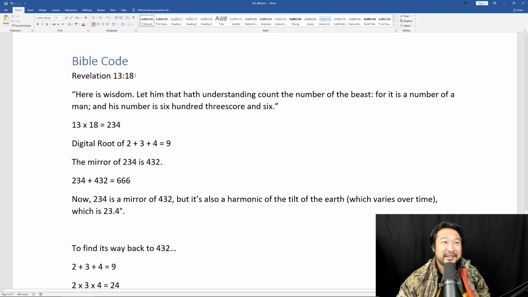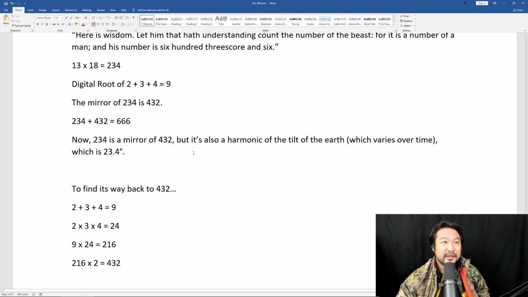Right. 13, 18. Why is it there? Is it there for a reason? And it's referencing 666, and you can get that there. Now, we're going to play around with 2, 3, 4 a little bit. 2, 3, 4 is a mirror of 4, 3, 2, but it's also a harmonic of the tilt of the Earth, of course, which varies over time. If you Google it, it says 23.5, but here I'm stating it's 23.4 degrees.